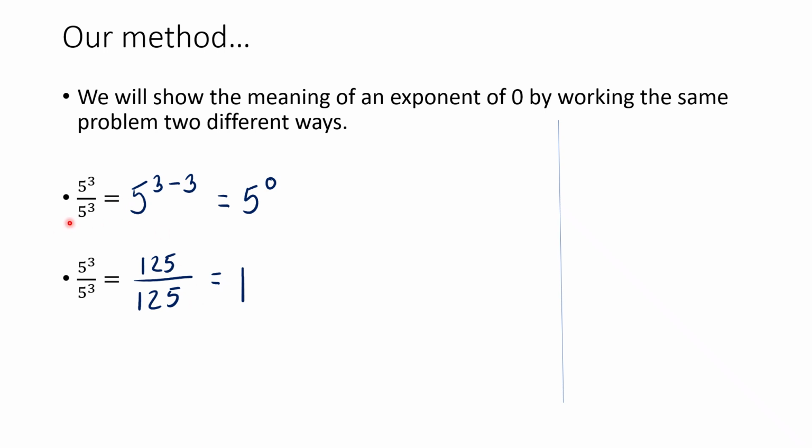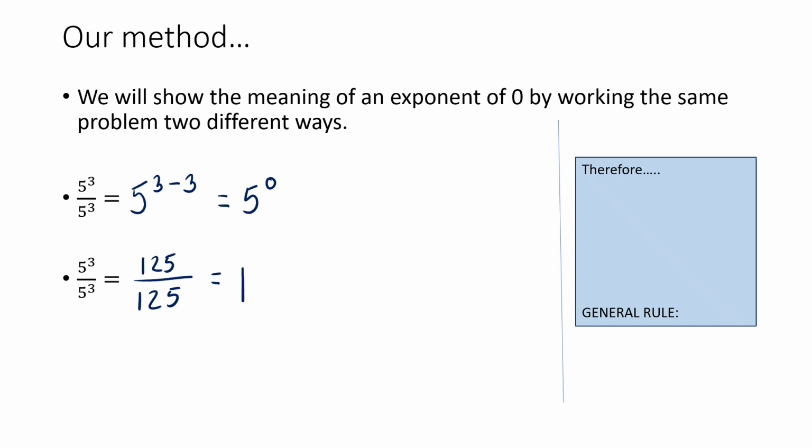Now, here's the reasoning. If I am confident that this top line works, which we should be, we know that we can subtract the exponents. And I'm reasonably sure that I've done this bottom one right, like 125 goes into 125 one time. Then my conclusion is that these 2 expressions must be equal to each other. And so that brings us to this conclusion here. Therefore, 5 to the 0 is equal to 1, not 0.